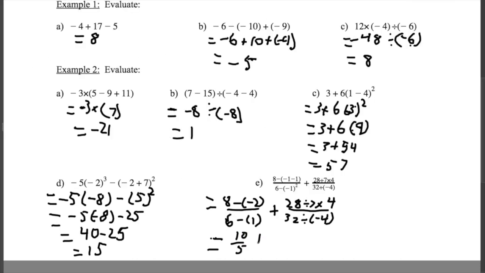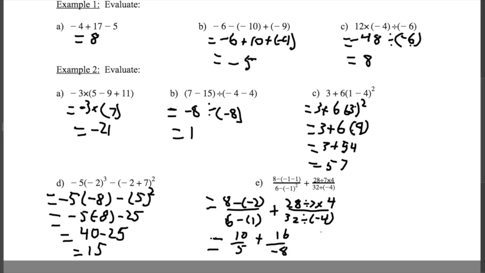And then on the other side, we're going to complete each of the operations because division and multiplication, in BEDMAS, we can do whichever one comes first. In this case, 28 divided by 7 gives you 4. 4 times 4 gives you 16. So on top of here, we have 16. And 32 on the bottom, divided by -4 gives you -8.